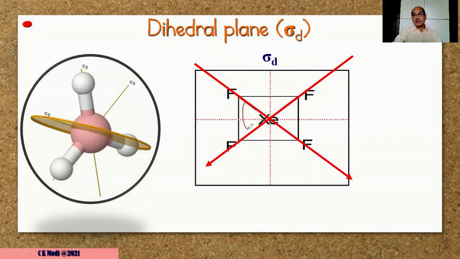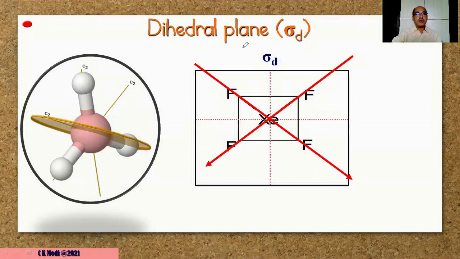Same way, this is another sigma d, passing through the center of that molecule and dividing the molecule into two parts, both parts being mirror images of each other, and it passes through the angle between the two subsidiary C2. So how many sigma d planes are there? There are two sigma d planes present. Look at this plane. This plane passes through the center of that molecule, and this is my one C2, this is my second C2. So it passes through the angle between the two subsidiary axes. So this is called sigma d.